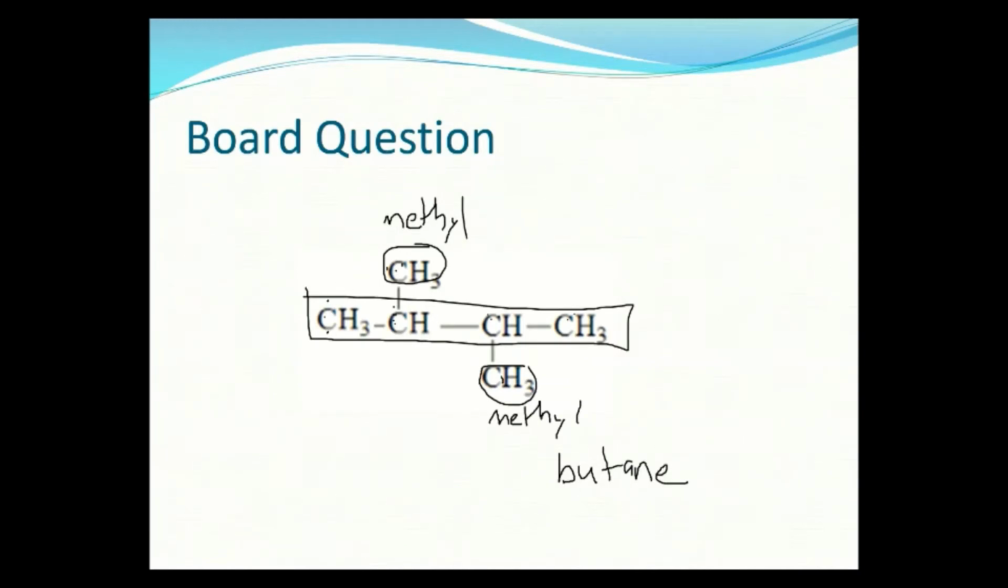And yeah, so we can count 1, 2, 3, 4, or 1, 2, 3, 4. So either way, it's going to be 2 and 3 or 2 and 3. So it doesn't matter. So we have 2 methyl groups, which are on 2 and 3. Use a comma to separate numbers and a hyphen to separate words. And because there's 2 of them, we have to use that di prefix. So it's 2,3-dimethylbutane.